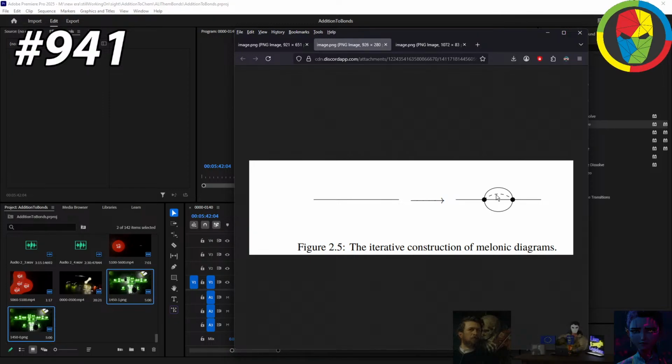Is it a different way to describe it from a Feynman diagram? No, this is a Feynman diagram. Oh, this is a Feynman diagram. Okay, in that case, that makes sense. But I am confused by three lines. That is what confuses me.